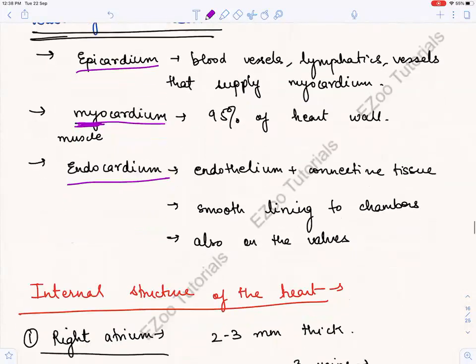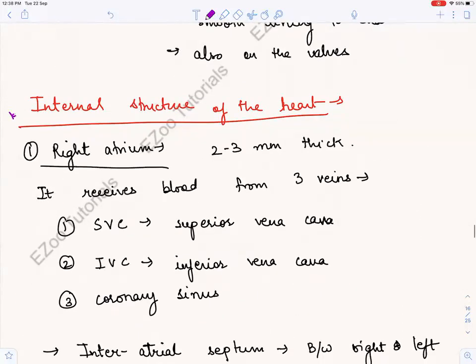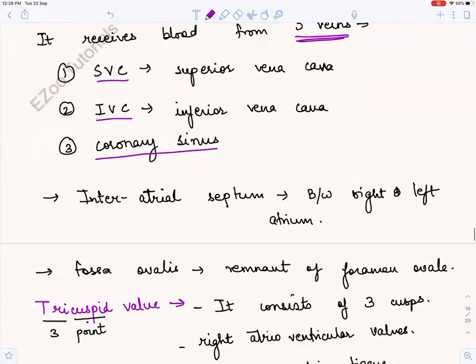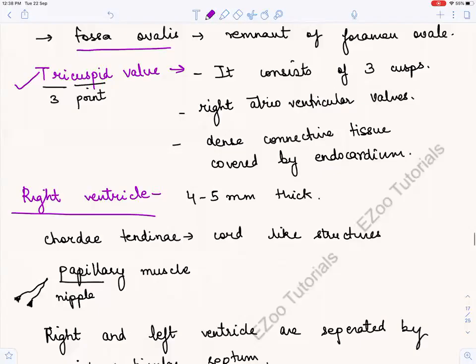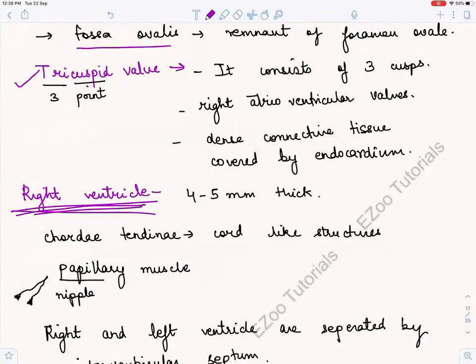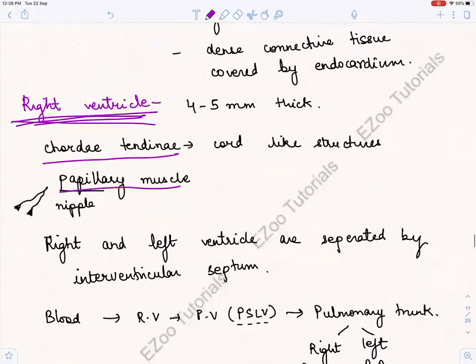फिर हमने इंटरनल स्ट्रक्चर ऑफ द हार्ट करा, जिसमें हमने राइट साइड से शुरू करा, राइट एट्रियम करा. वी डिड कि राइट एट्रियम में कौन सी वेन्स हैं जो ब्लड ला रही हैं. सुपीरियर वेना कावा, इंफीरियर वेना कावा, कोरोनरी साइनस. फिर हमने उस सेप्टम के बारे में करा, फोसा ओवलिस के बारे में पढ़ा, वॉल्व के बारे में पढ़ा. फिर हमने राइट वेंट्रिकल को देखा, कॉर्डे टेंडिने देखा, पैपिलरी मसल देखा. फिर उस सेप्टम को देखा.